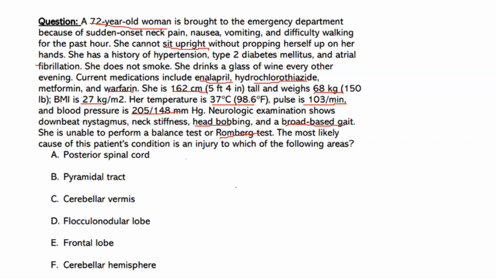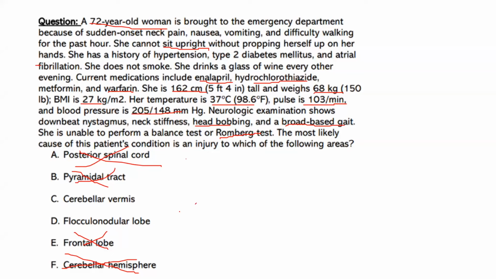So all of this is telling you that it's going to be in the cerebellum, and it's going to be medially in the cerebellum, right? And so that way, we know it's not going to be the cerebellar hemisphere, right? And we also know it's not going to be the frontal lobe, since that doesn't affect the Romberg test at all, or the pyramidal tract, or the posterior spinal cord. That leaves the cerebellar vermis and the flocculonodular lobe.